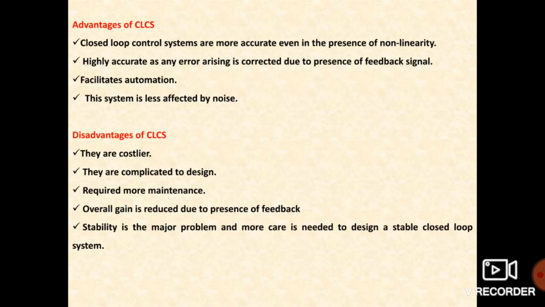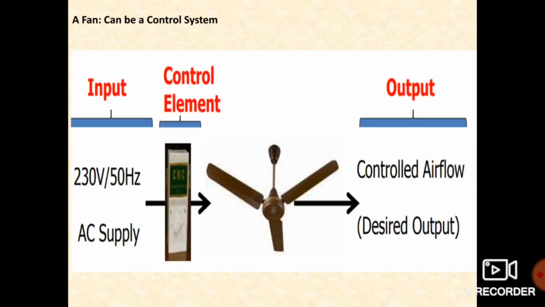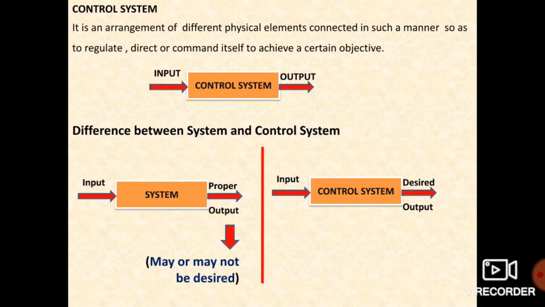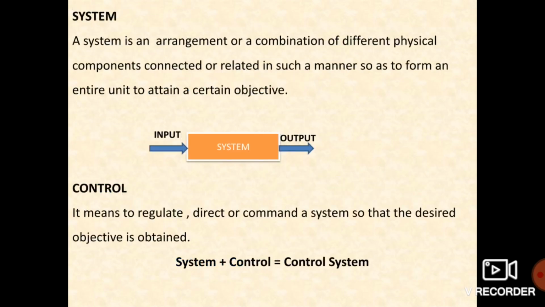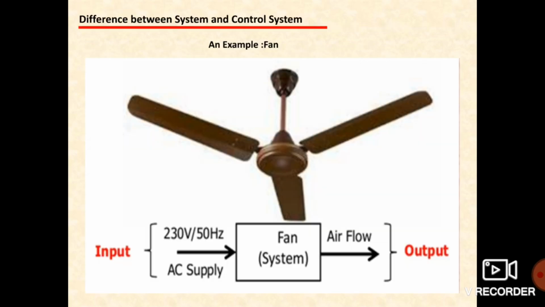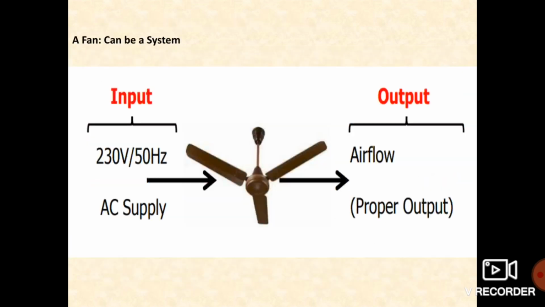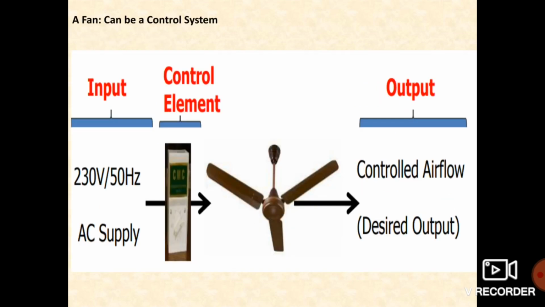Okay. So today, what are the topics we have seen? We have seen what we mean by system, and what we mean by a control system, and we have seen the difference between system and control system with an example. That is, with the example of a fan we have seen. This fan can't be a system if it doesn't have a blade. It can be a system if it has blades but no regulator. A fan can be a control system if it has a blade and also a regulator.